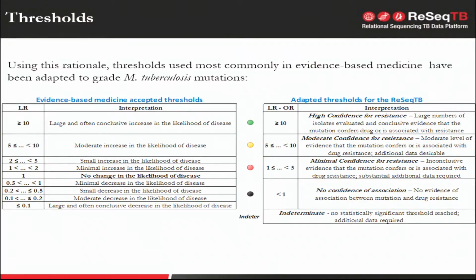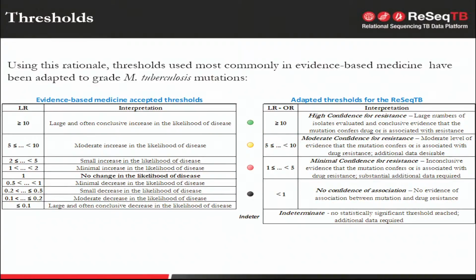We decided not to reinvent the wheel. In evidence-based medicine, there are already thresholds to interpret likelihood ratios, and we adapted these thresholds to our problem. Starting with the p-values, if the p-value associated with these statistical indexes is not significant, we rated the mutations as indeterminate, because we cannot rule out whether the mutation is associated or not with the phenotype we are observing.